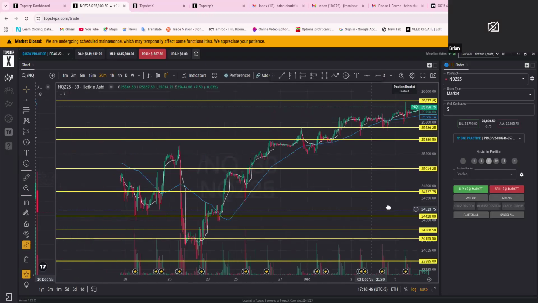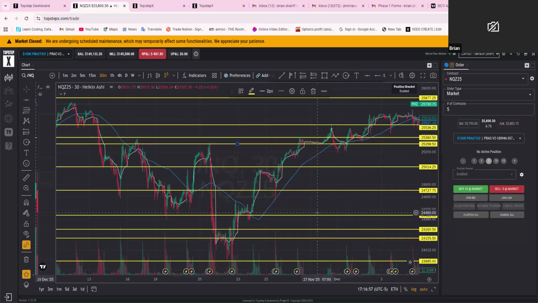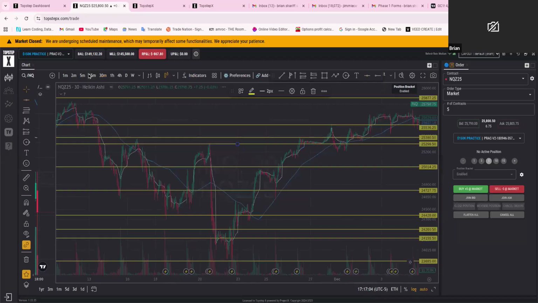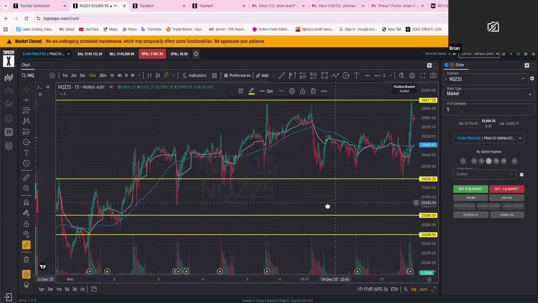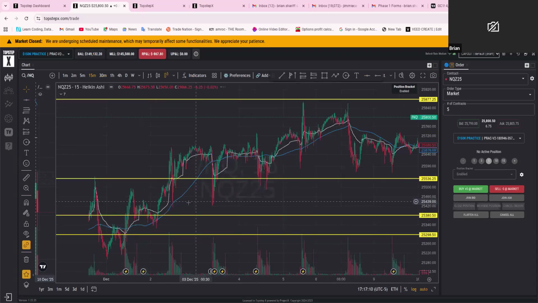We have enough zones plotted. We don't have to plot too many more, because what I did was plot my minor and my major zones. So now we come down to the 2 minute time frame, or you could come down to the 15 minute after you do the 30 and look for some more zones. But I don't want to oversaturate the chart.